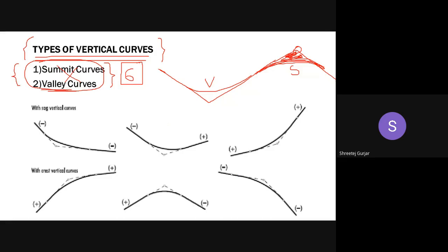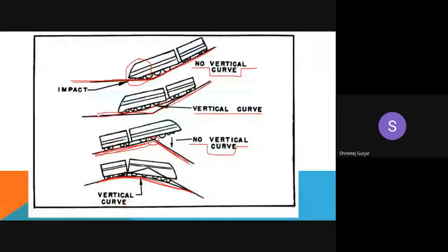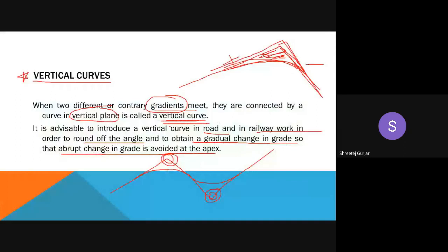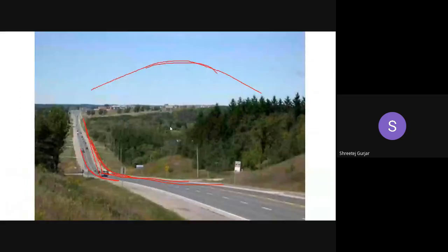Before we move on to types of vertical curves, let me check whether you have understood whatever I've explained till now. Please raise your hand and let me know whether you have understood what vertical curves are, what gradient is, and what is the necessity of vertical curves. I hope you have understood.